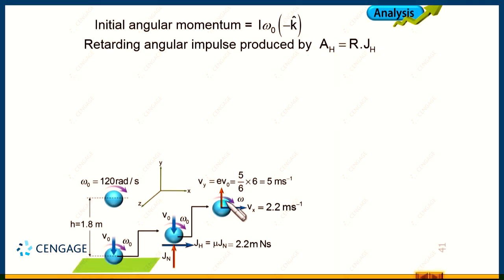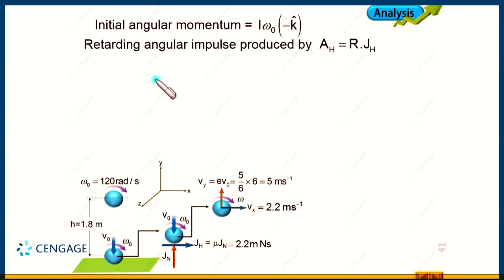Now we can assign the angular velocity. Let this angular velocity be omega. We don't know the sense of rotation of the ball just after collision. It may keep on rotating in the clockwise sense, or the sense of rotation may change after collision. So this unknown is the omega vector, let us assume. Now we can write the angular momentum of the ball just after collision. Let this value be I omega, and it is unknown. So it is I omega vector, the initial angular momentum is I omega naught minus k cap, and the angular impulse is R Jh, and the direction was plus k cap.